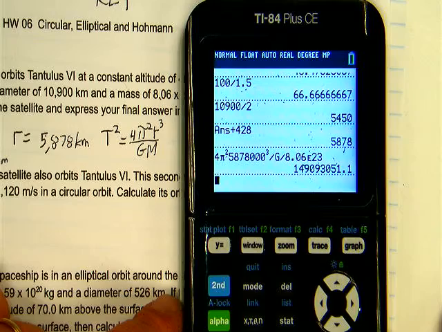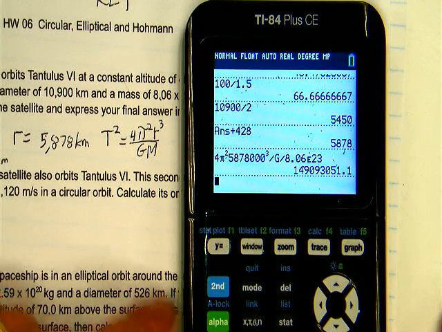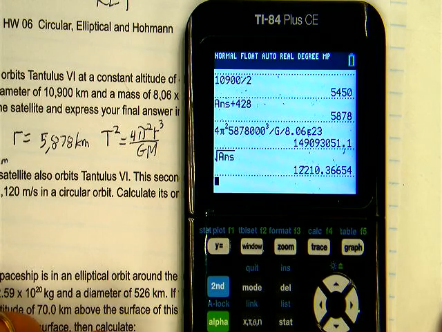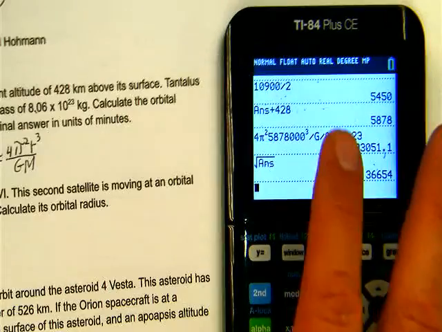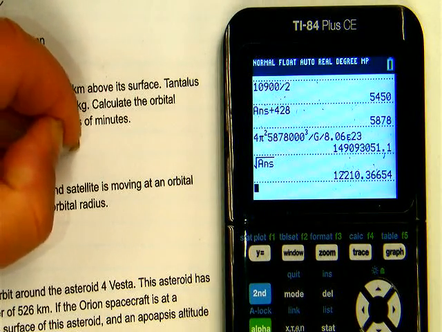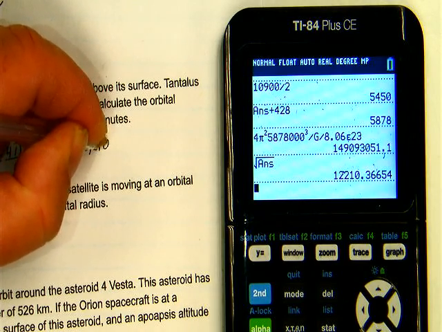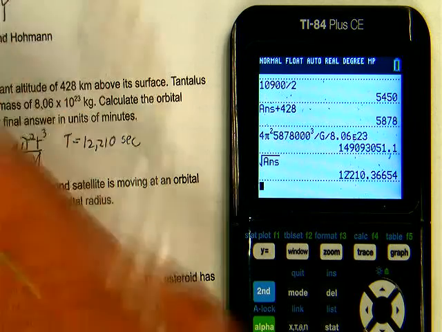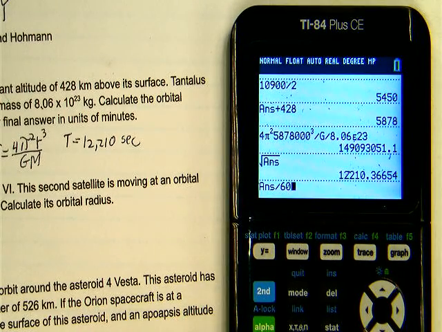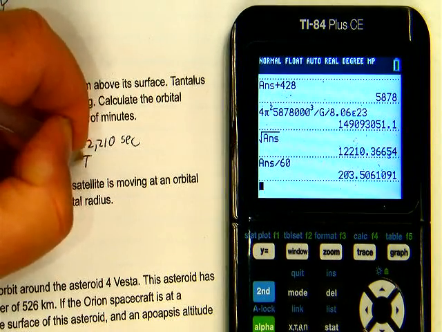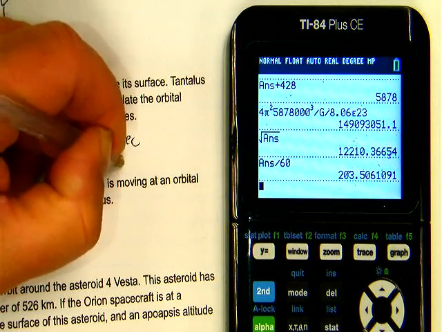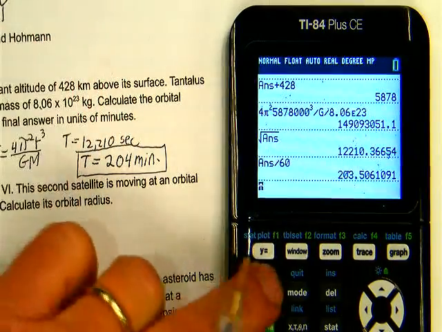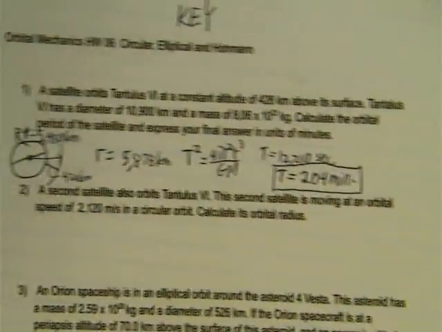Great. So this huge number of seconds is T squared. Now I have to take the square root of that and get that as my answer. T equals 12,210 seconds. But it says here, please express it in units of minutes. There are 60 seconds in a minute. So divide by 60. And the answer is 204 minutes. So much for number one.